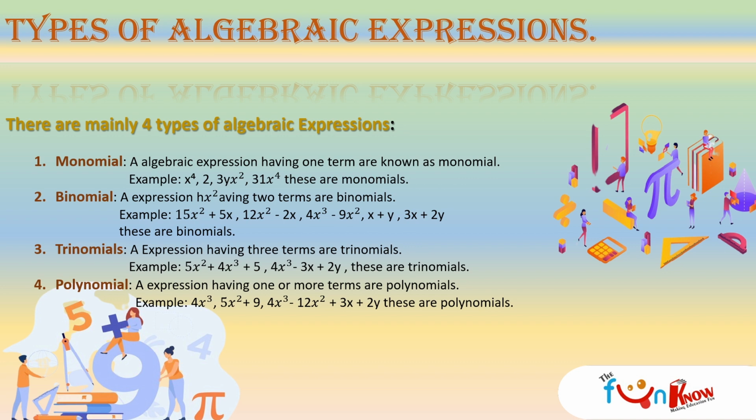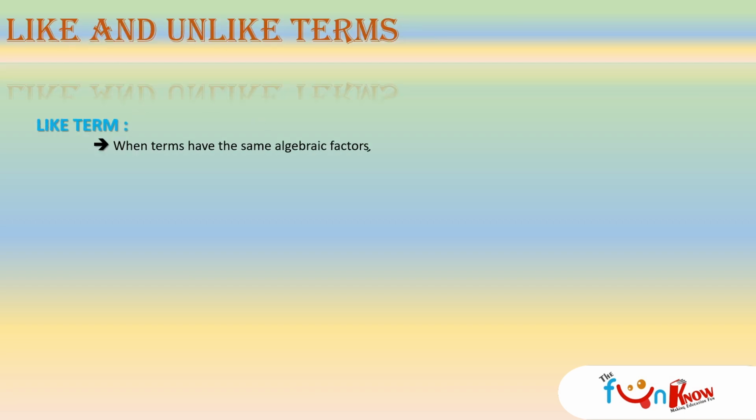So if we are talking about monomial expression, monomial is 100% a single term. Binomial means two terms in one expression. Trinomial means three terms in one expression. Polynomial means one or more than one terms in an expression is known as polynomial. I hope students you understood these were four main types of algebraic expressions. We'll go further and we'll have a look into like and unlike terms.